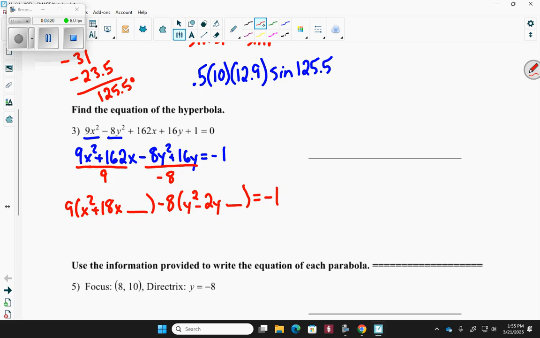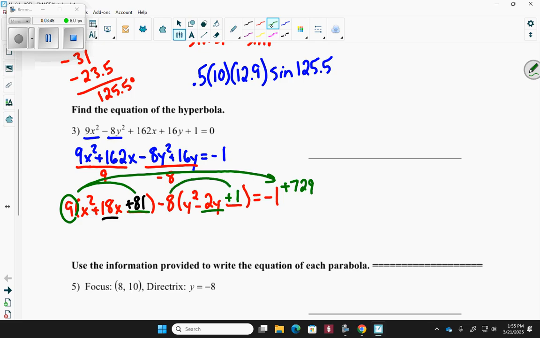Now I'm going to take this 18, divide it by 2 and square it, and I get positive 81. However, because this 81 is in a parenthesis with 9, I'm going to take 81 times 9, and I get positive 729. For the -2y, divided by 2 and squared, you get positive 1. Positive 1 times -8 gives me -8, sorry, correction.